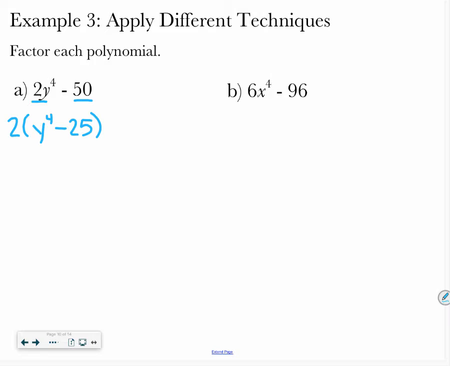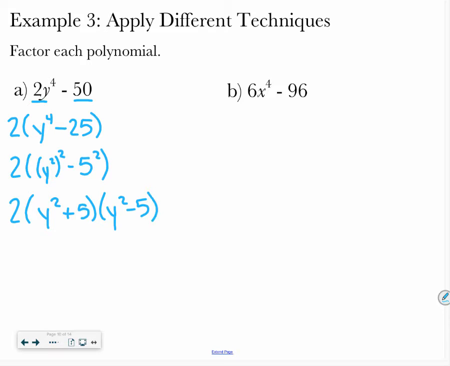Now I know I have a difference of squares inside my parentheses, so I have 2 times y squared minus 5 squared. And if I were to rewrite that, my 2 stays with it, and this ends up being a y squared plus 5 and a y squared minus 5. And remember, if you put a minus here and a plus here, that's the same thing, okay? It's okay if you have a different order than I do.